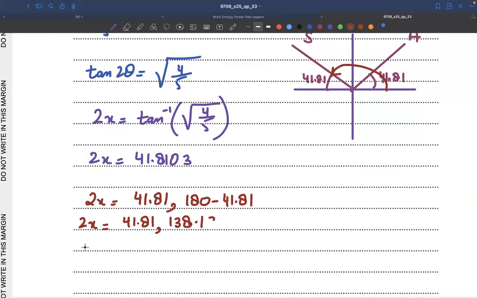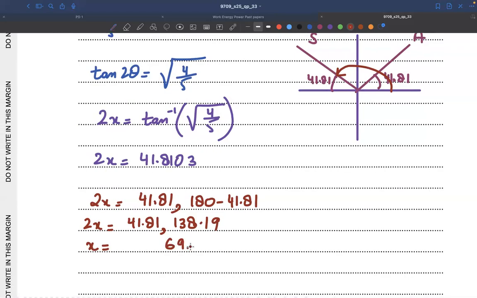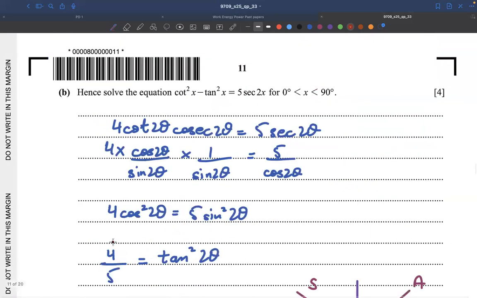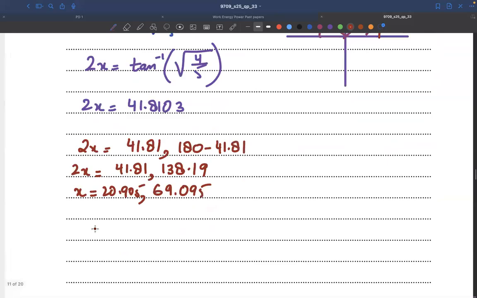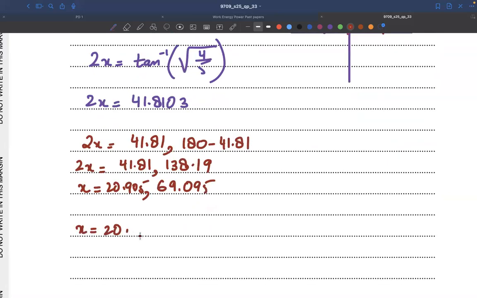And now we'll divide both the answers by 2. So dividing this by 2, we'll get 69.09. This is 69.095, and this will become 20.905. And we have to give our answer in degrees. We always give it to one decimal place. So the values of x will be 20.9, and the other answer will become 69.1 degrees.